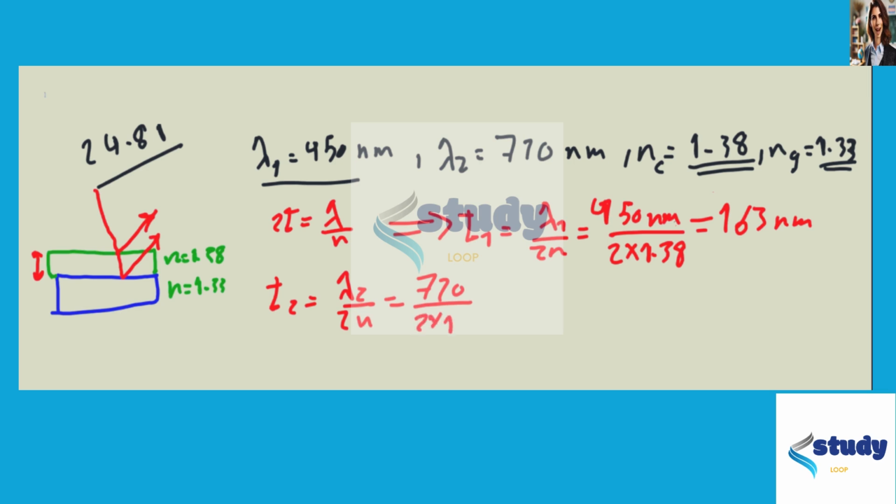For the other case, T2, for the other wavelength, it will be lambda 2 over 2n, which is 720 over 2 times 1.38, in nanometers. So this will give us 261 nanometers. So this is the minimum thickness for the coating to be anti-reflective for this wavelength, T1 here, and T2 is the minimum thickness for this coating to be anti-reflective for the second wavelength here.